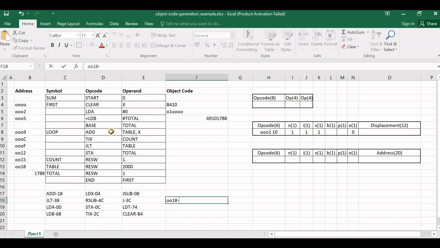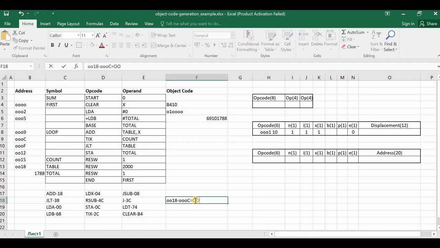PC is program counter. So program counter will have the address of the next instruction that has to be executed in sequence. So which is the current instruction? The current instruction is add table comma x. So which is the next instruction in sequence? It is TIX count. Program counter will have the address of the next instruction. Since the current instruction is add, the next instruction is TIX. What is the address of that instruction? 000C. So 0018 minus 000C will fetch you the value 000C only.